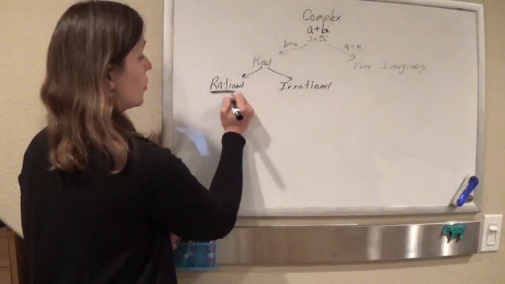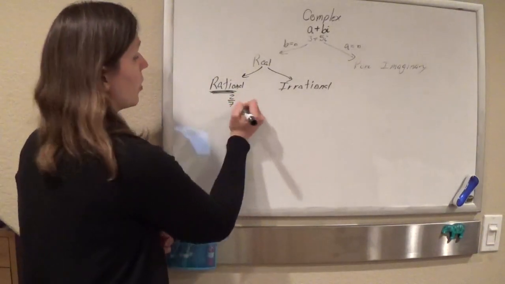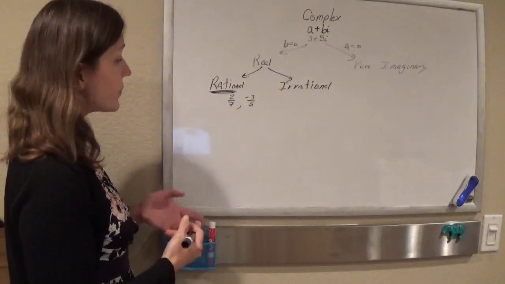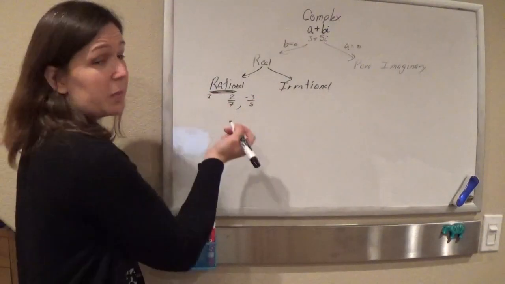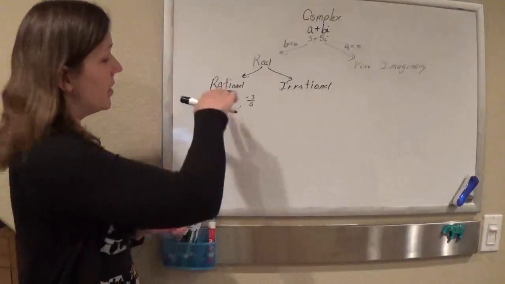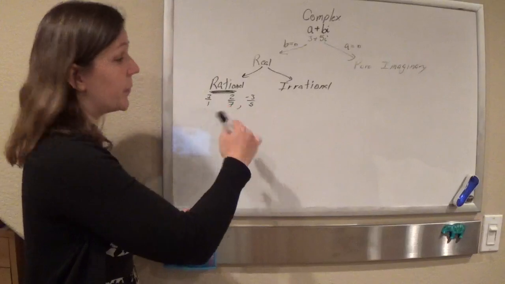So for example, 2/7, or maybe even -3/5. Negative numbers are fine as well. Or even 3, because 3 you could write as 3/1. So anything that you can write as a fraction, as a ratio, is rational.